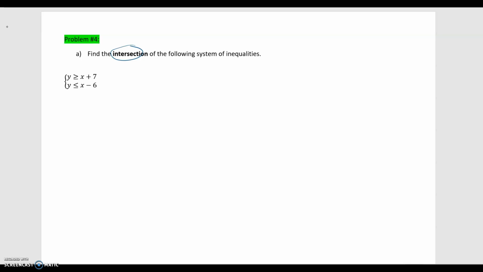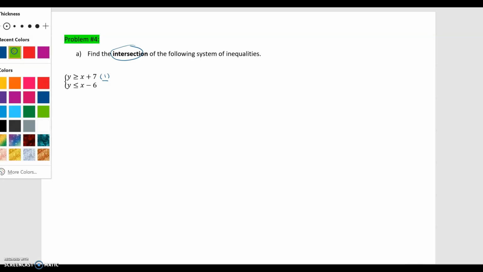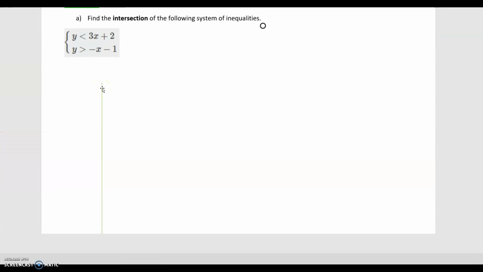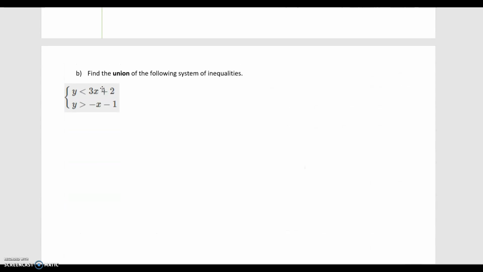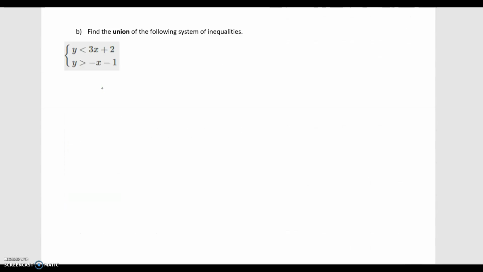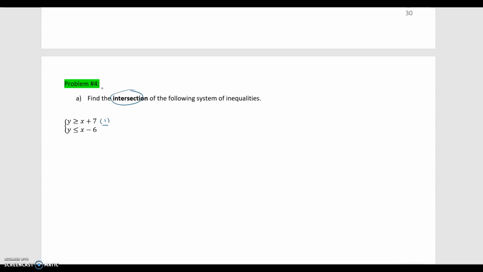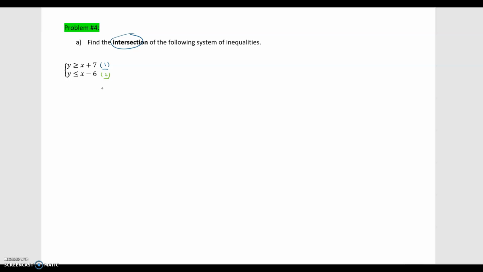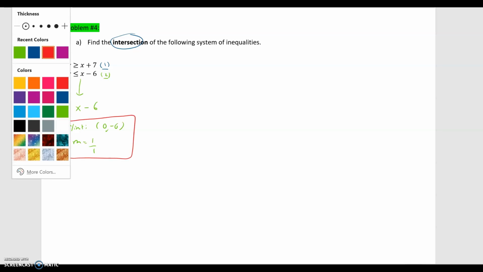Notice that the slope of these two is going to be the same. Let me label this one as 1, and then we'll put number 2 here. Let me do all the information for number 2. So this is going to be y is equal to x minus 6. The y-intercept is 0, negative 6, and the slope is 1 over 1. Let me box this in.